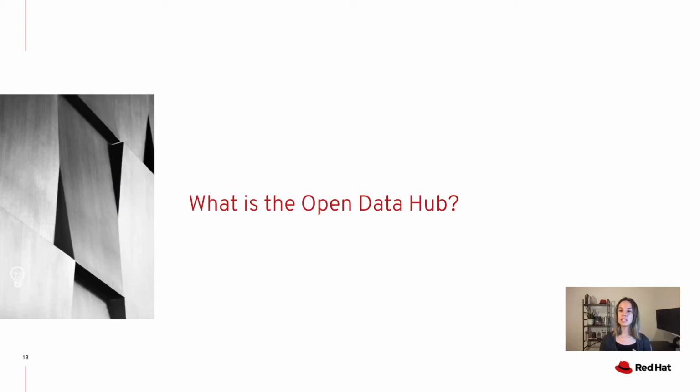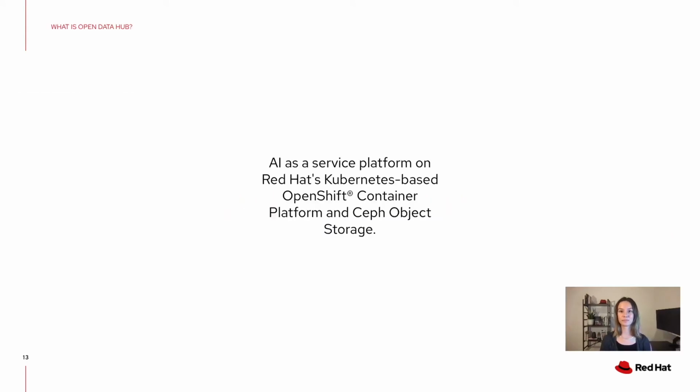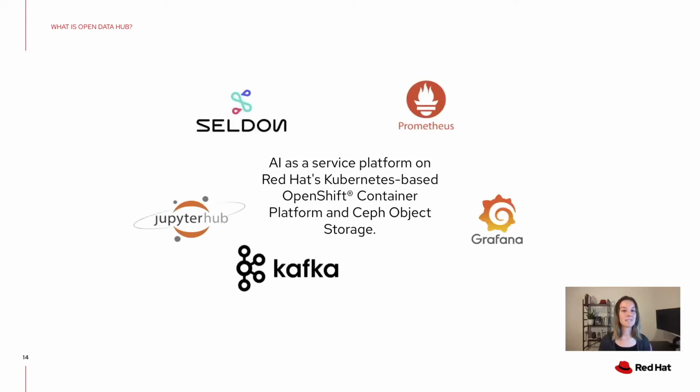So what is the Open Data Hub? At a very jargony level, it's an AI as a service platform on Red Hat's Kubernetes-based OpenShift container platform and Ceph object storage, which really just means it's a meta operator that is a platform for data scientists that integrates a lot of different open source projects into one spot. I like to think of it as kind of my one-stop shop for all the tools that I need. It integrates things like Kafka with JupyterHub, or Seldon, Prometheus, and Grafana.